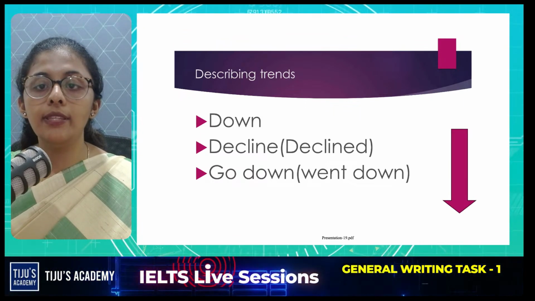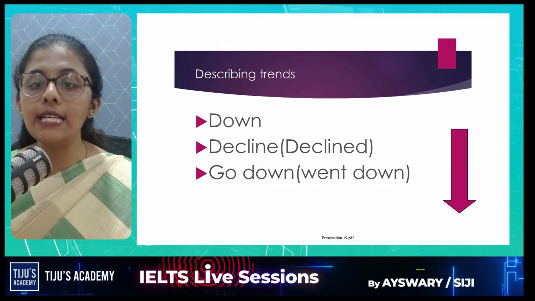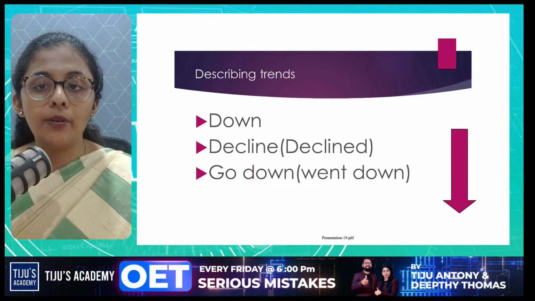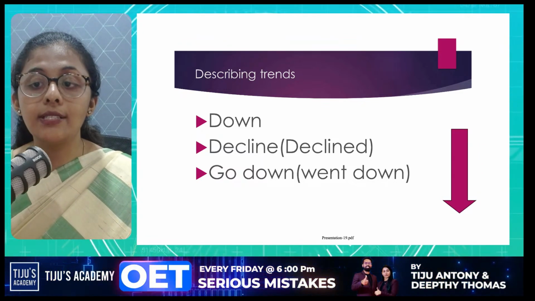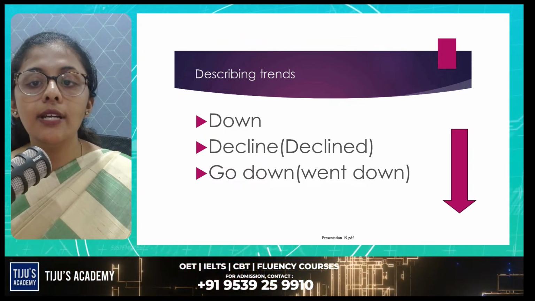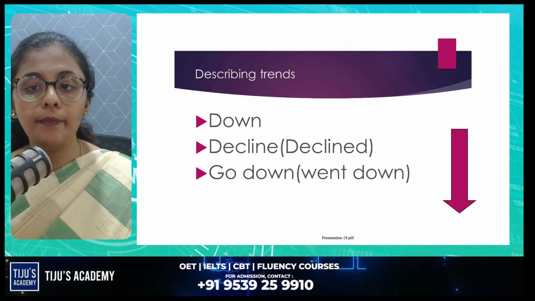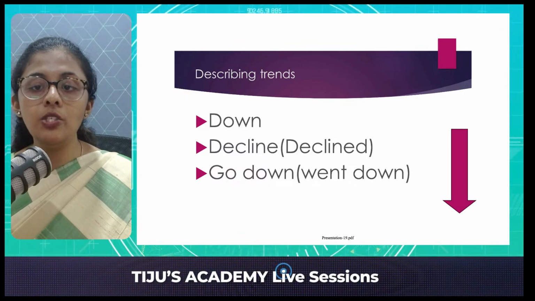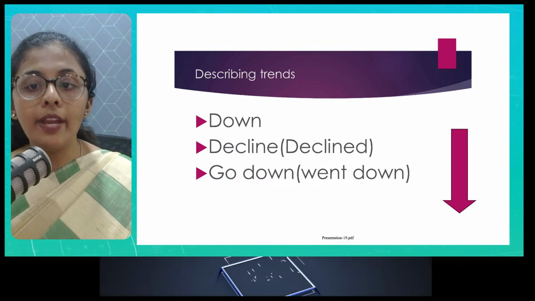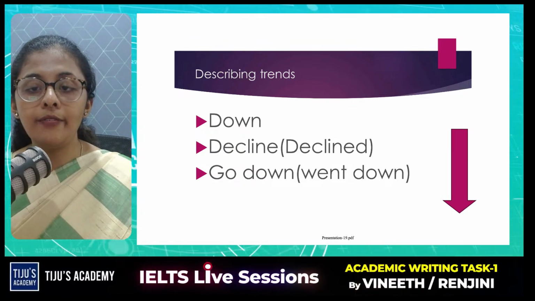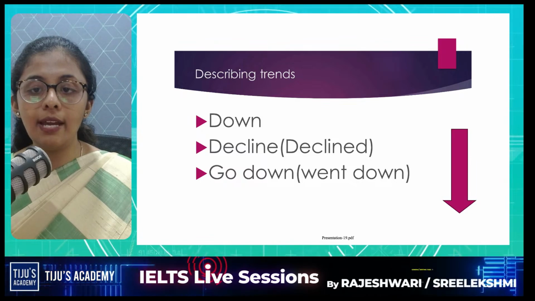So we'll move on with describing the decreasing trends. I think you are aware of how you can describe the decreasing trend. The first word is down. It shows it was a downward trend. There was a decline, or it declined to 20%, and it went down or go down. It depends on how you write. You have to use noun or verb. You have to decide when you are writing.